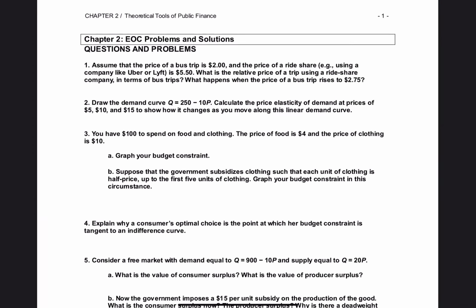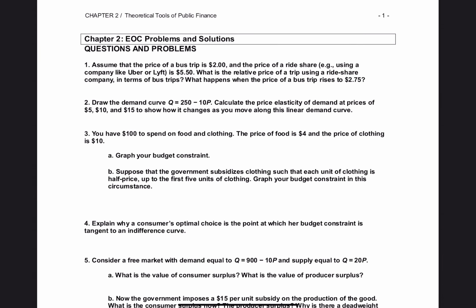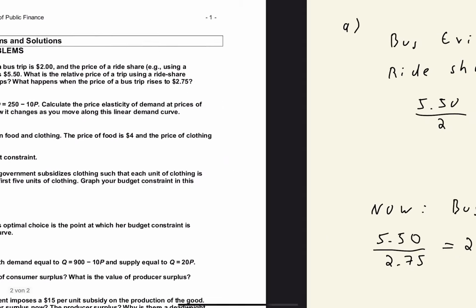In exercise number 2, we are asked to draw a demand curve for a particular demand curve which is given here, and we are asked to calculate the price elasticity of demand when the price changes from $5 to $10 and from $10 to $15. And that's what we're supposed to do. So the demand curve is given by 250 minus 10p.